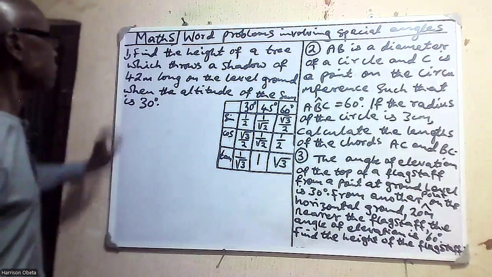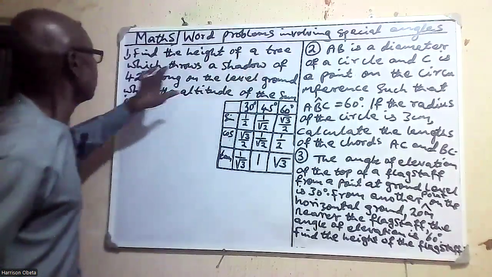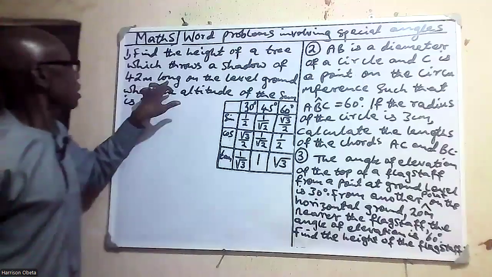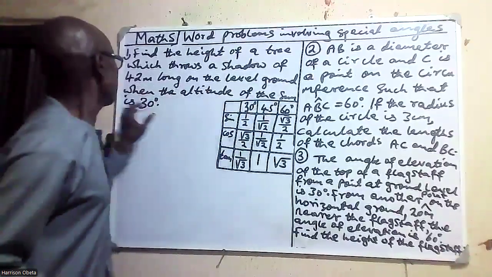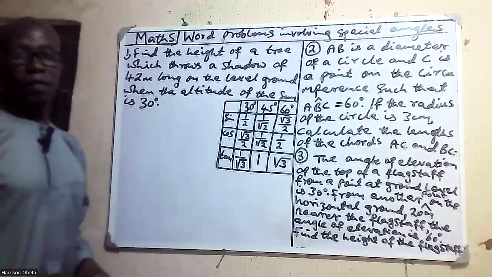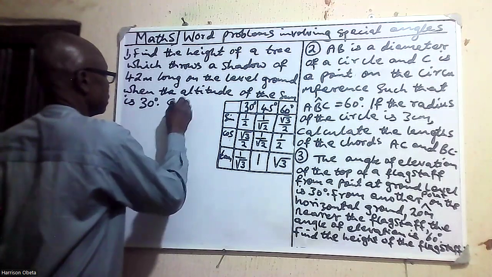Starting from number 1. Number 1 says, find the height of a tree which throws a shadow of 42 meters long on the level ground when the altitude of the sun is 30 degrees. So we start the solution.